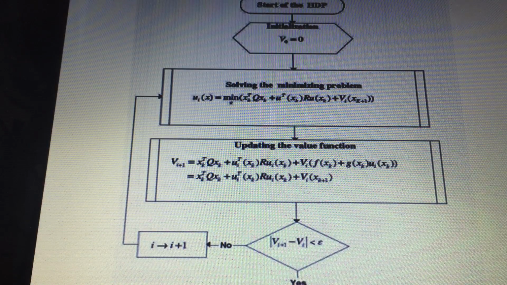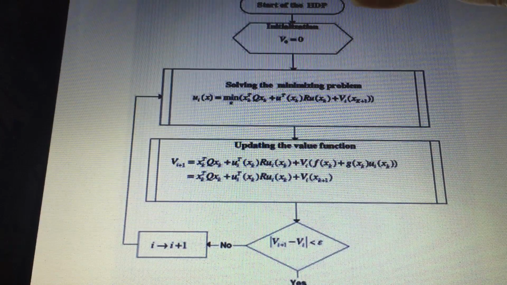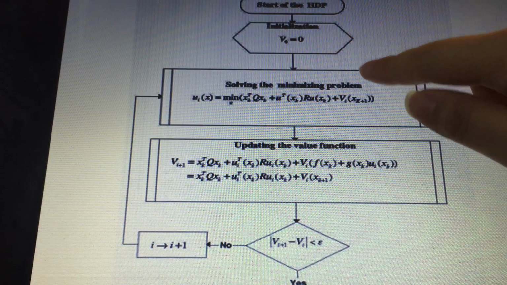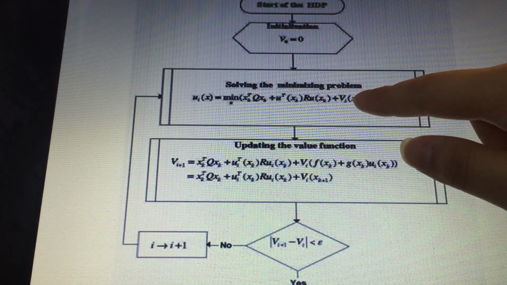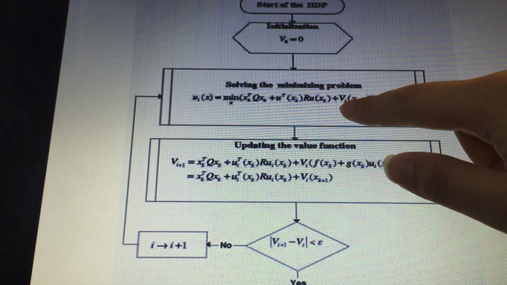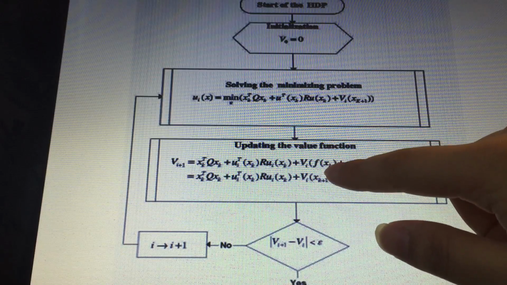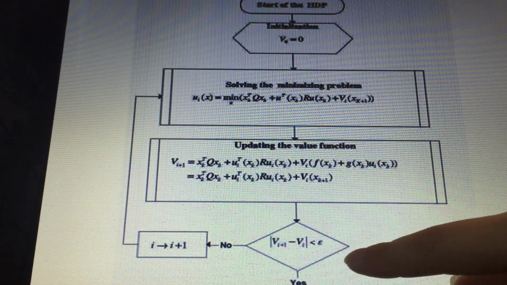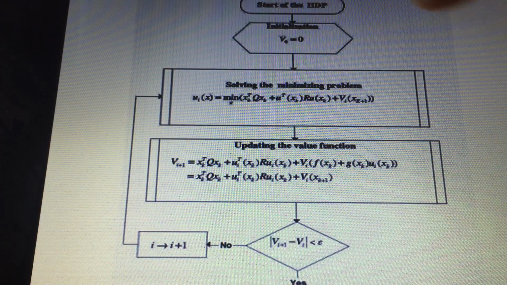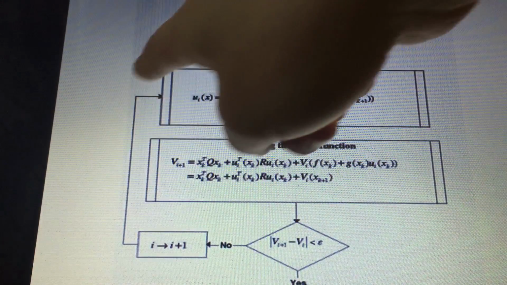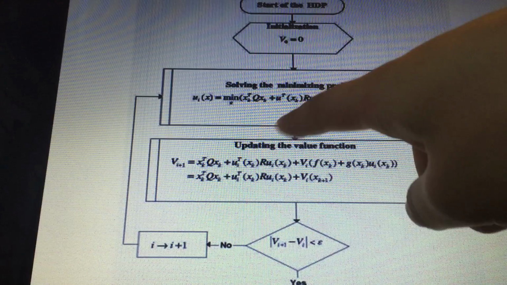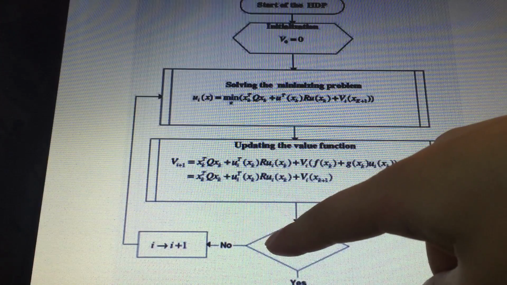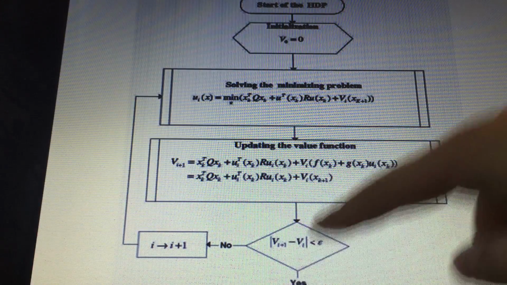So the flow diagram is like this. We start with V0 equal to 0, and then solve the minimization problem dealing with the value function, and then we make a decision, yes or no, and then make an update and go back to the minimization problem again, updating and making the decision, in a closed loop until it finishes.